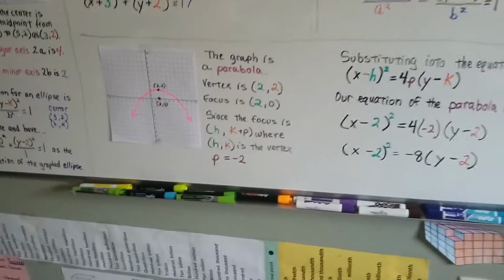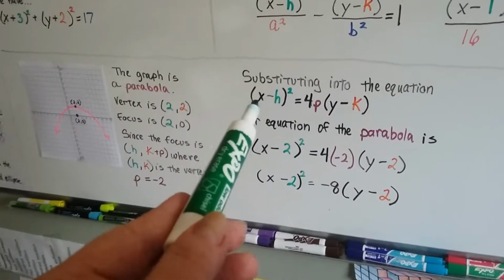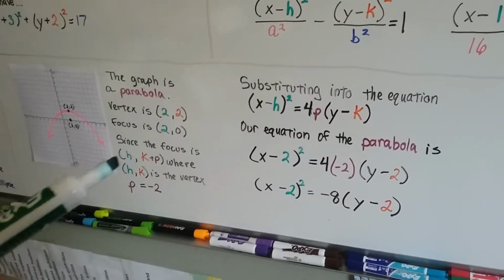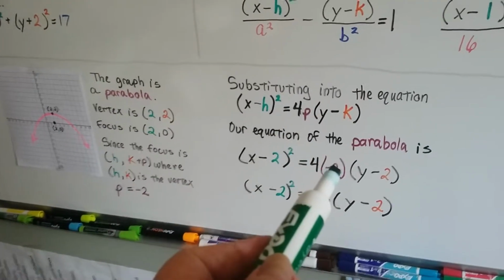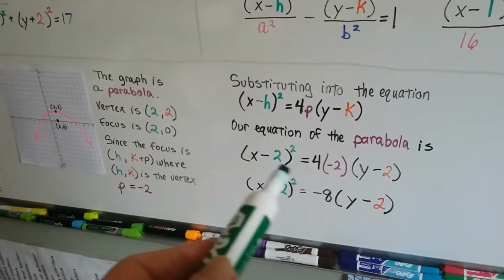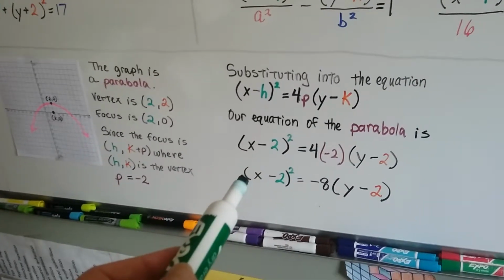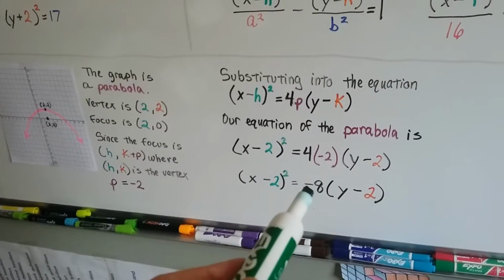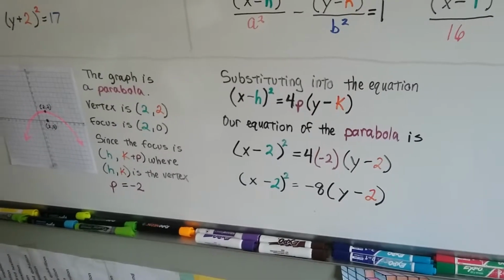And substituting it into the equation, here's our equation for the parabola. We put in our values. We've got a -2 for p, so that's going to go there, see? Our h, k values are a 2 and a 2, so we get the square of x minus 2 equals -8, and we multiply that together, times y minus 2, okay?